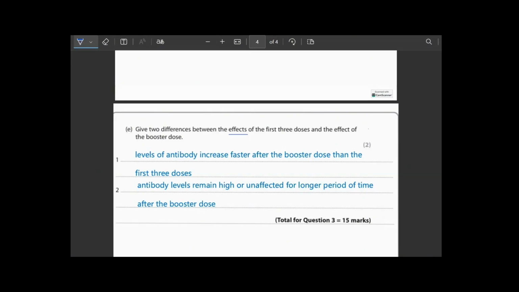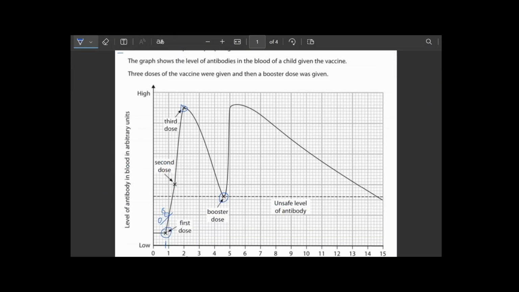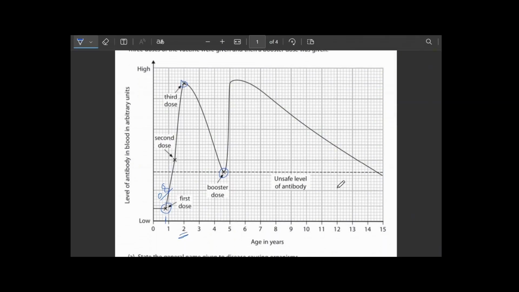Why I wrote this is because, as you can see, the antibody levels fall drastically, as I said earlier, after the 3 doses, and it remains at a high level for a very small time. See, it's from here to here only. And for the booster dose, it remains stable. The antibody levels remain stable for a longer period of time, which means that the person is now healthier.